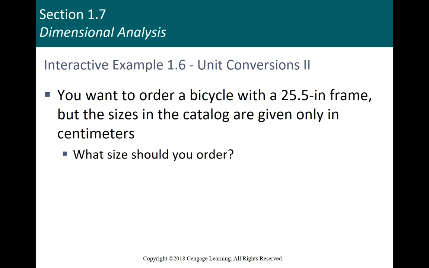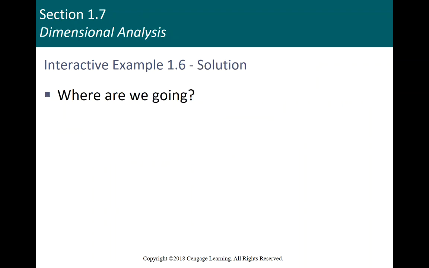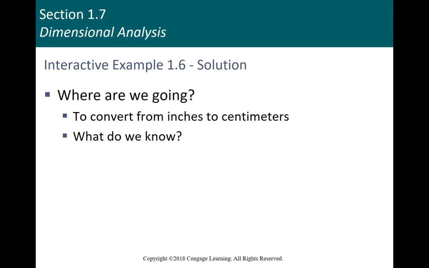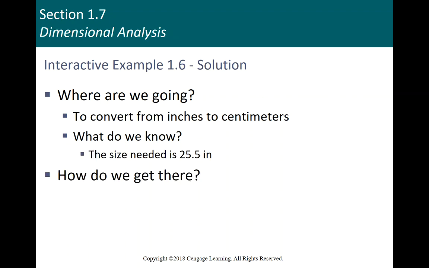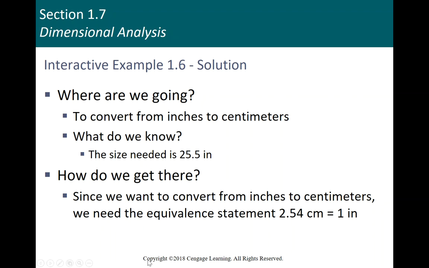So first example, you want to order a bicycle with a 25.5-inch frame, but the sizes in the catalog are only given in centimeters. So what size should you order? So where are we going? We need to know how many centimeters a 25.5-inch frame is. What do we already know? We know the size needed is 25.5, and we know this conversion factor. We know that 2.54 centimeters equals 1 inch.